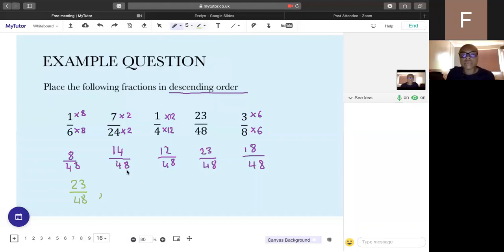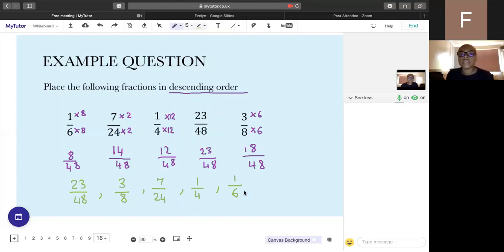Then our next one would be 18 over 48. So that's 3 over 8. So we'd write 3 over 8. The next one would be 14 over 48. So we've got 7 over 24. Then it would be 12 over 48, which is a quarter. And then 8 over 48, which is a 6th. So that is the final answer, and you get 4 marks if you wrote this down in your exam.